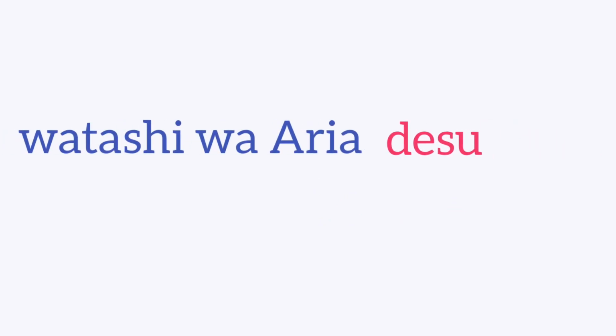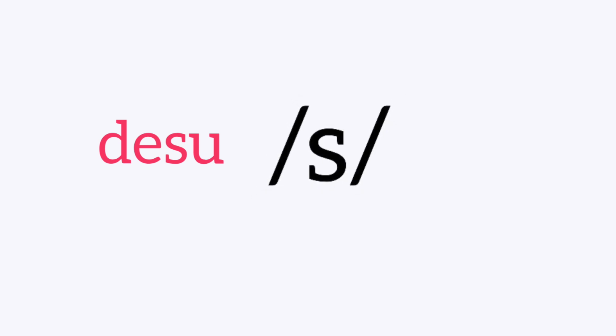Desu literally means to be. Normally we write this at the end of sentences. You can see it is written as desu. But in spoken Japanese we pronounce it as des. Not desu, des.